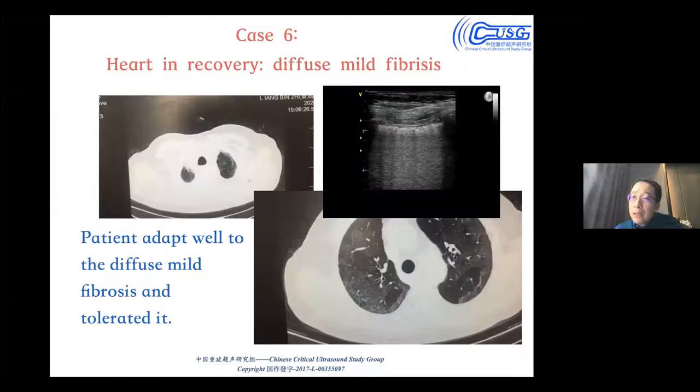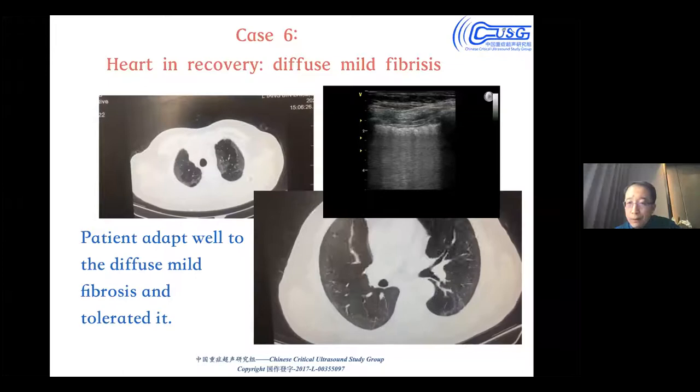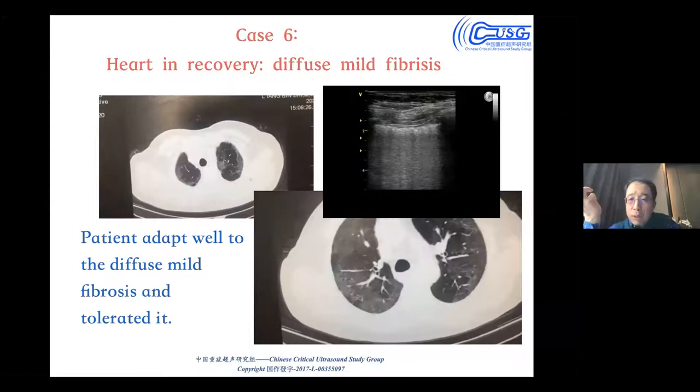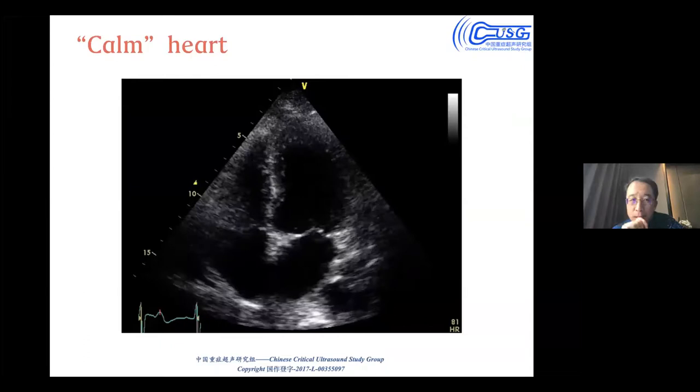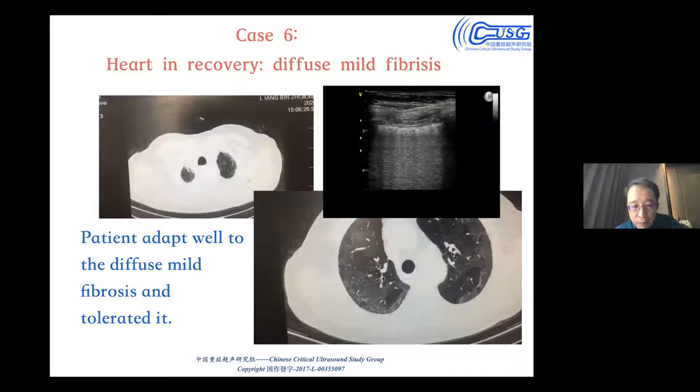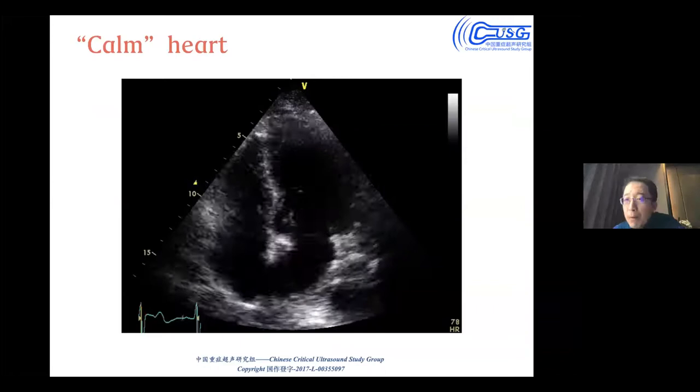The last piece, heart in recovery, diffuse, and heart fibrosis. You can see the lung ultrasound, the lung CT scan, and the lung examination tell us the patient got a fibrosis. So we can take an echocardiography exam for this patient. We name this heart a calm heart, because the patient adapted well to the diffuse mild fibrosis and tolerated it, and then the patient got a calm heart. So this is the last slide.